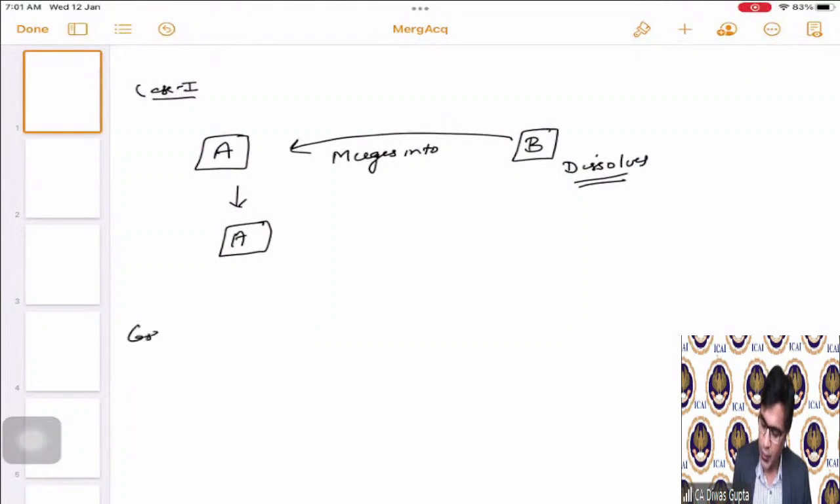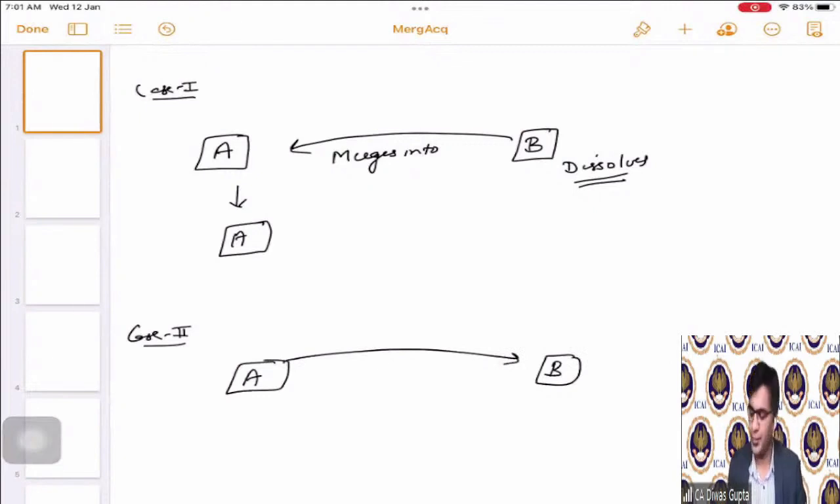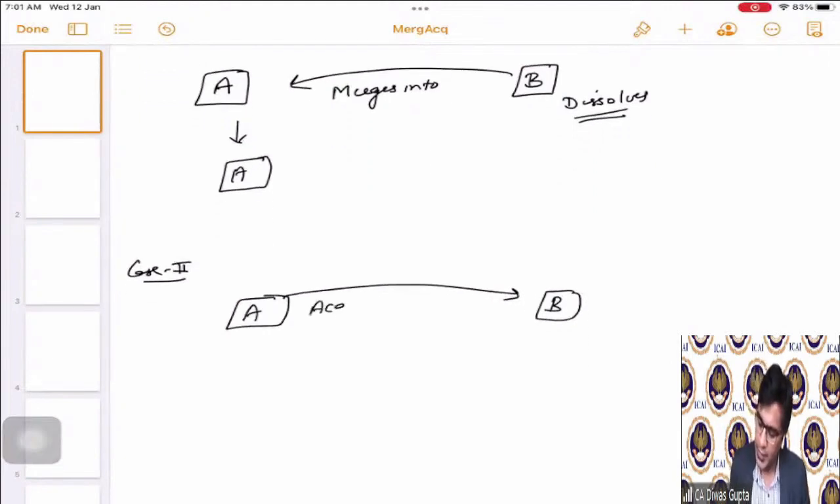Now, case number two can be: A and B again are two separate entities. A acquires shares in B. So A acquires a stake, a good stake, which is let's say more than 50%, which makes B a subsidiary of A, correct? So that means A acquires stake in B Limited. And after acquisition of stake also, both A Limited and B Limited continue to work as independent companies. There is no dissolution here, correct?